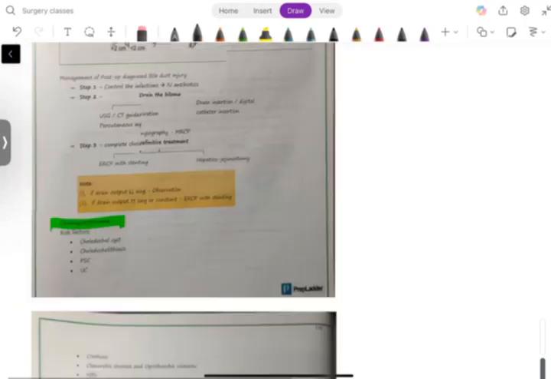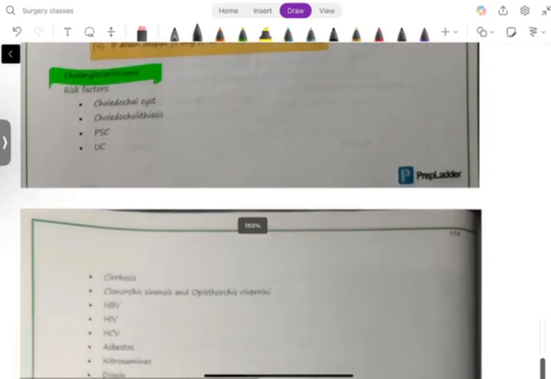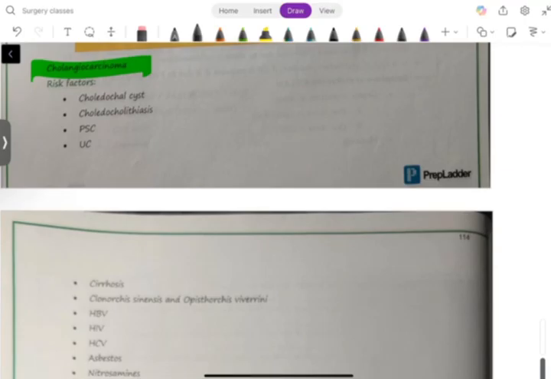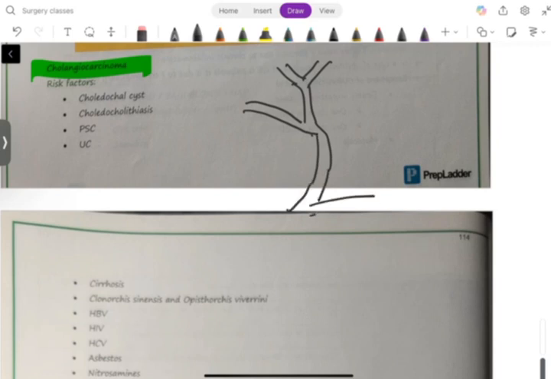After this, one more pathology we need to discuss is cholangiocarcinoma, that is cancer of the bile duct. In cholangiocarcinoma, just like I said, this is the right hepatic duct and left hepatic duct, and from here the cystic duct comes. Both will form the common bile duct, which joins the pancreatic duct and opens at the ampulla of Vater. So basically in cholangiocarcinoma there will be a mass arising anywhere from the bile duct, from here or anywhere.